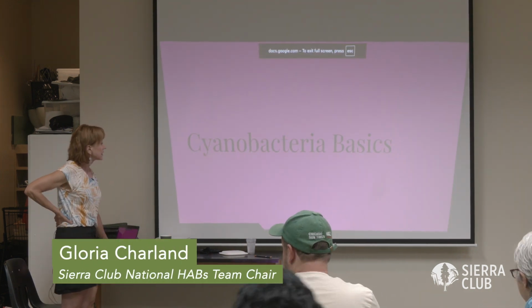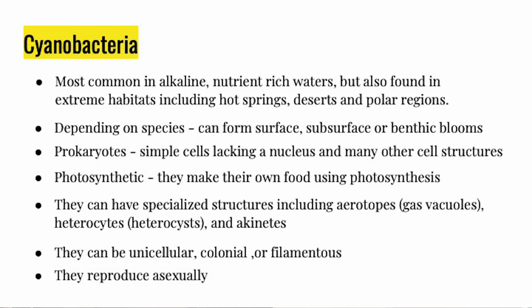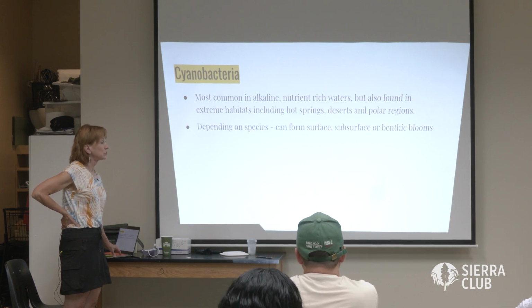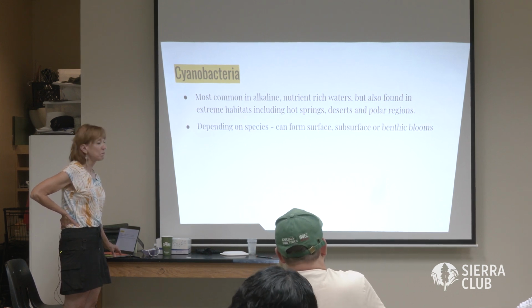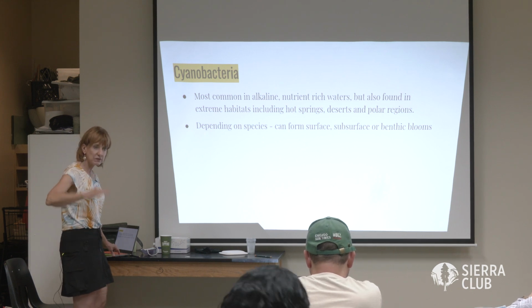Cyanobacteria basics. Cyanobacteria are most common in alkaline, nutrient-rich waters, but also found in extreme habitats, including hot springs, deserts, and polar regions. Depending on the species, they can form surface, subsurface, or benthic blooms. And Jim mentioned the word benthic. It means the bottom.